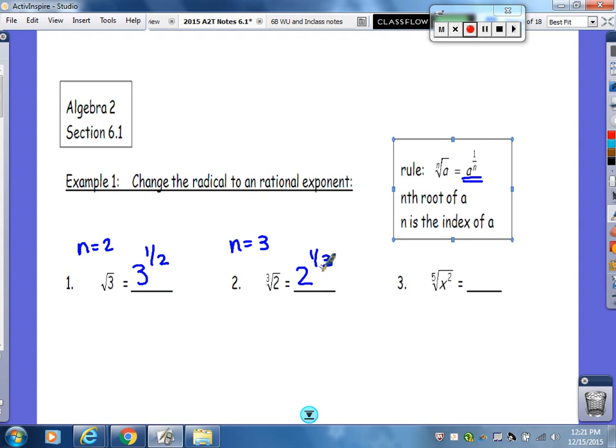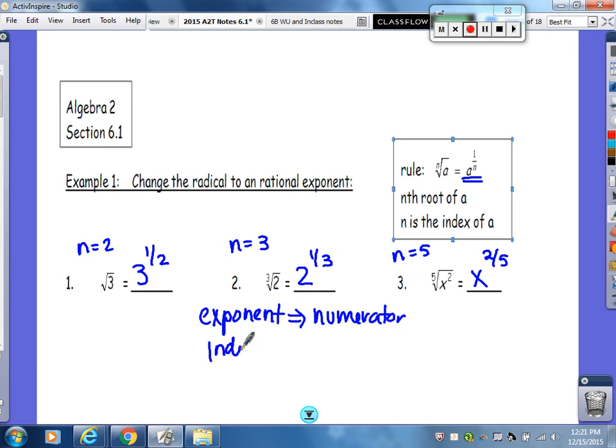Now look at number 3. n is 5, that's our index, but we also have an exponent. So exponents are in the numerator, indexes are in the denominator. So we rewrite this as x to the 2/5. Okay, so maybe we should write those notes down. Exponents are in the numerator, your index will be in the denominator. Alright, let's go the other way.